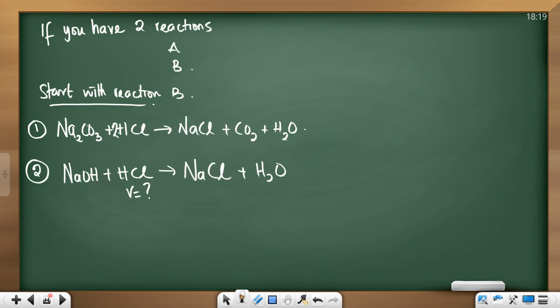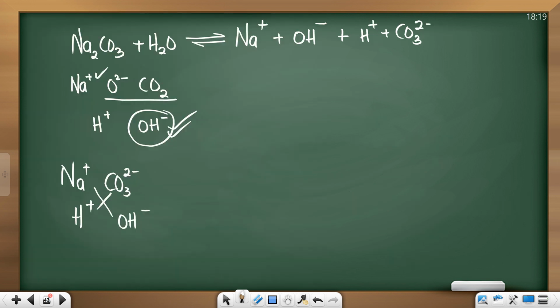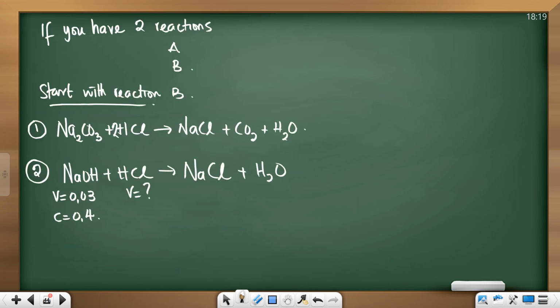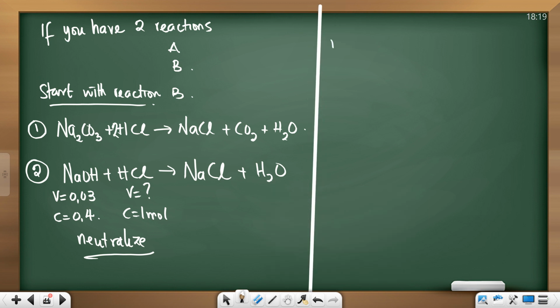Done. We are done. Volume is 0.03. Concentration is 0.4. And they told us it neutralizes. Watch this. It neutralizes. What is the concentration of our HCl? 1 mole per dm cube. Awesome. Now, check this, guys. Because the examiner said neutralizes, you know what formula I'm going to use, right? I think I mentioned that a while ago. When they say neutralize, what am I using?